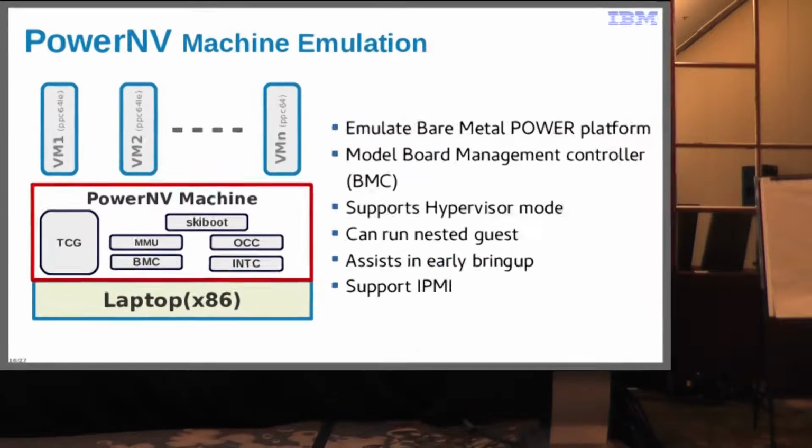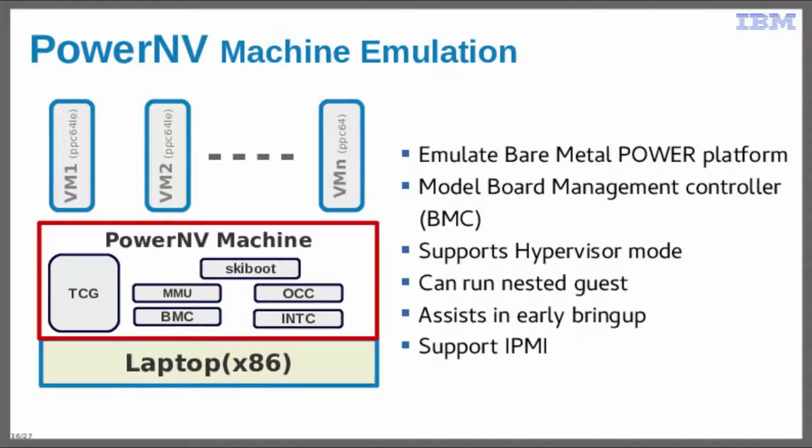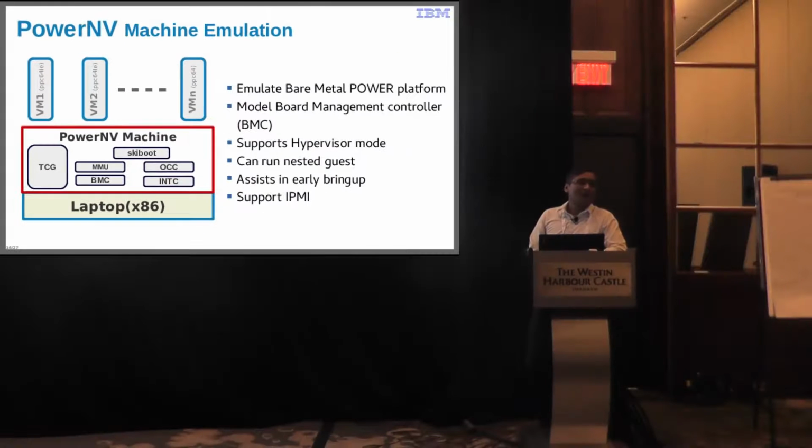The new thing is the PowerNV machine. It basically emulates bare metal Power. Along with that, the bare metal also has the BMC, the board management controller, the IPMI, so we need support for those things. We also need to support hypervisor mode. Till now, as it was running only as a guest, we never had support for hypervisor mode in TCG system emulation. So the PowerNV patches add the hypervisor mode.